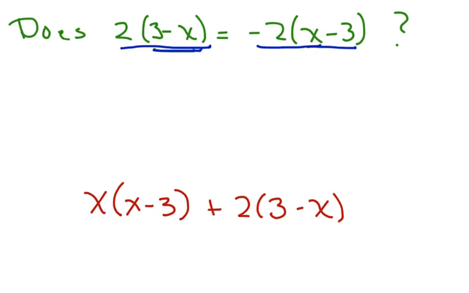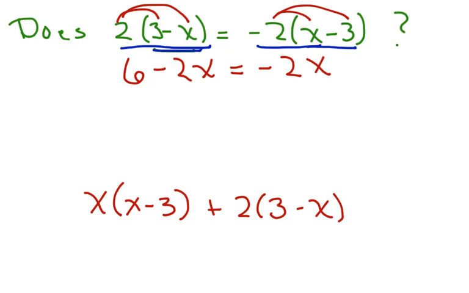Well, let's just distribute and see what we get. I'm going to multiply 2 times 3 and 2 times negative x. So I'm going to multiply this side as well. I get negative 2x plus 6. Are these the same? Yes, because all I have to do is rearrange these, put the 6 first, and write 6 minus 2x. So they are the same.